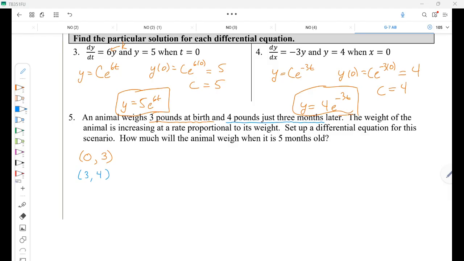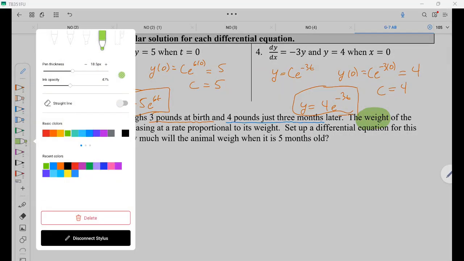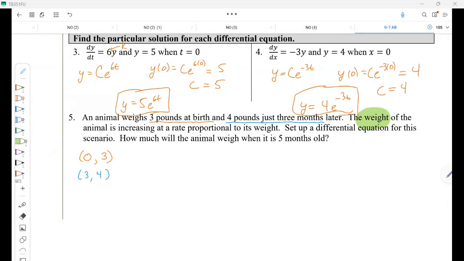The next part: the weight of the animal is increasing at a rate proportional to its weight. Once you see that, that tells you you're dealing with exponential. So we've got the rate proportional to the weight, so we can write dW/dt equals kW. And we know immediately that the solution to that is W equals c e to the kt. But they never gave us the k.